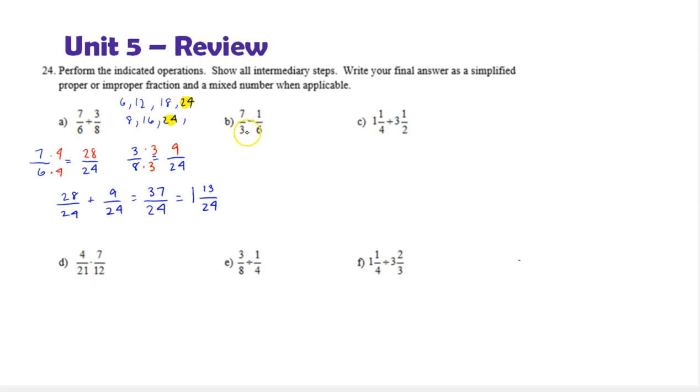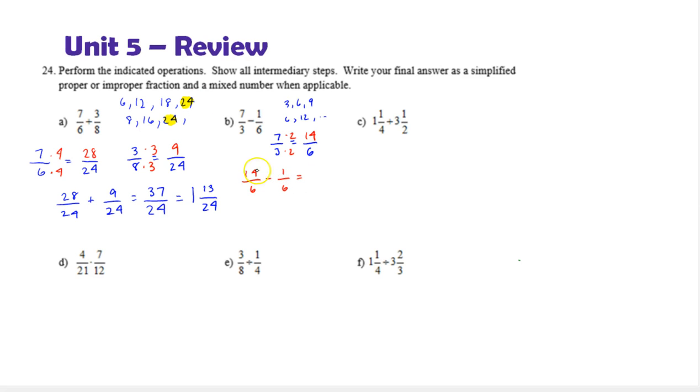Now we're subtracting. Notice they have different denominators, but their least common multiple is 6. So multiples of 3 would be 3, 6, 9. Multiples of 6 would be 6, 12, etc. So we only need to rewrite 7/3 with a denominator of 6. To write it with a denominator of 6, we multiply the top and bottom by 2. So it's 14/6. So 14/6 minus 1/6.